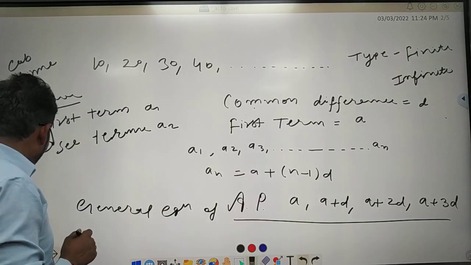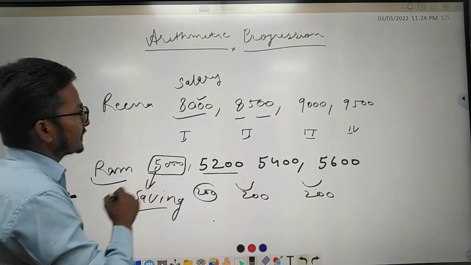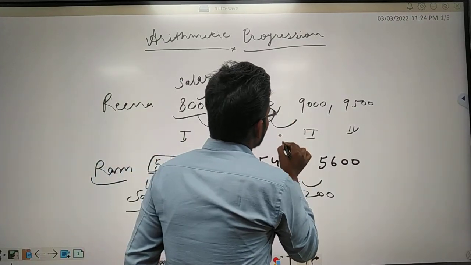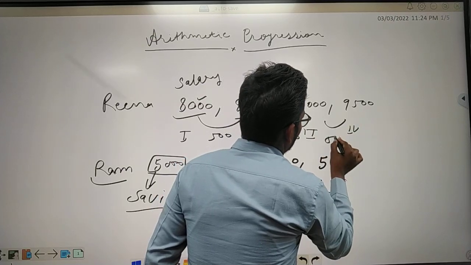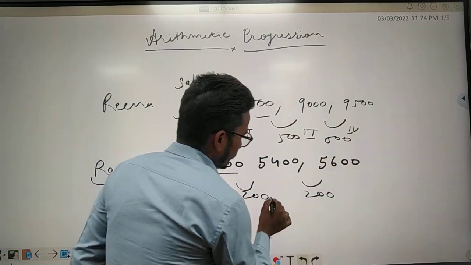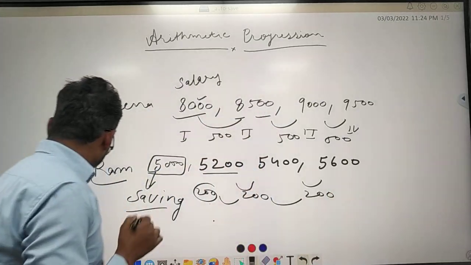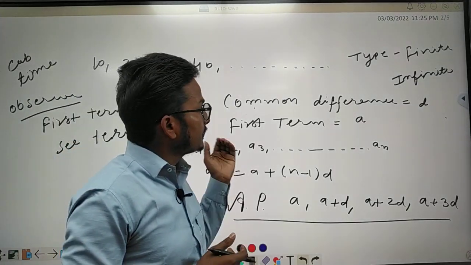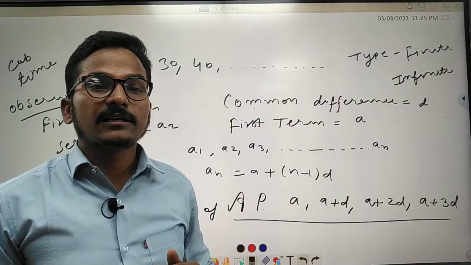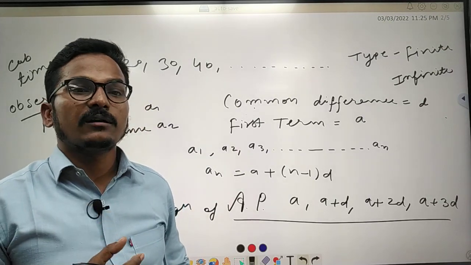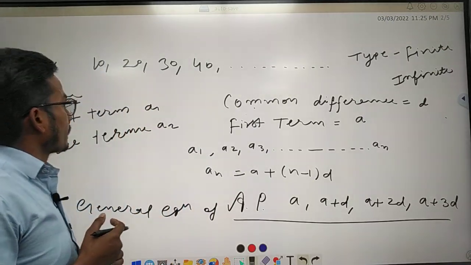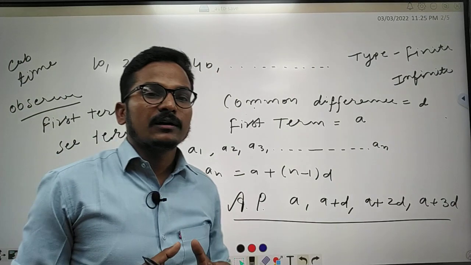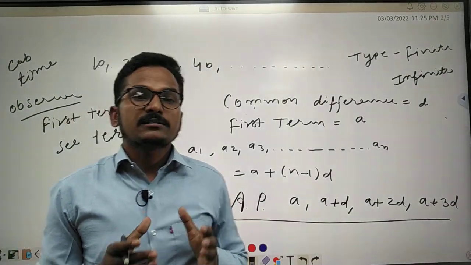Suppose you can say that the difference between terms is 500, this is 500, this is also 500, and here it is 200, 200 and 200. So we can easily find a result in these examples: the next succeeding term is obtained by adding a fixed number to the preceding term. So we can understand the basic definition of arithmetic progression.